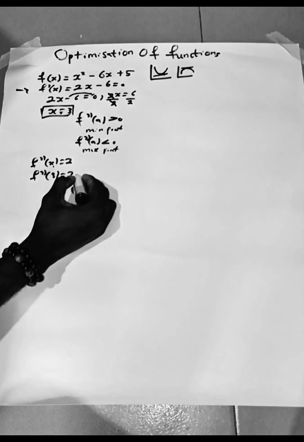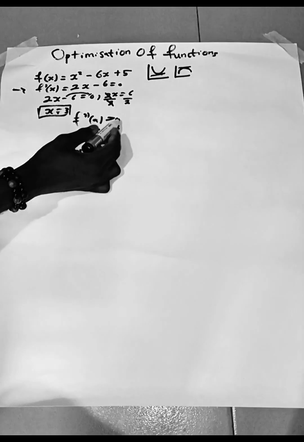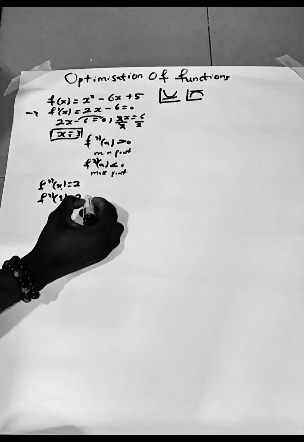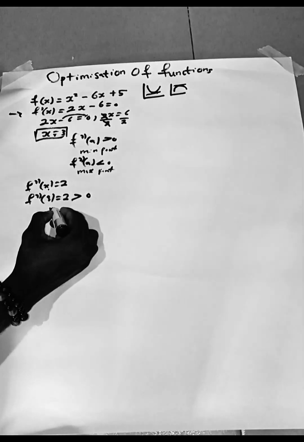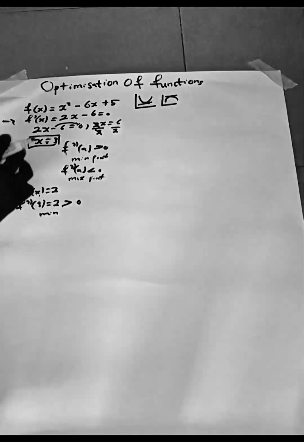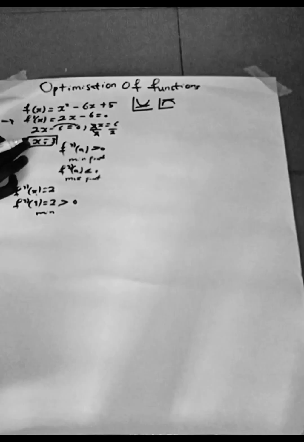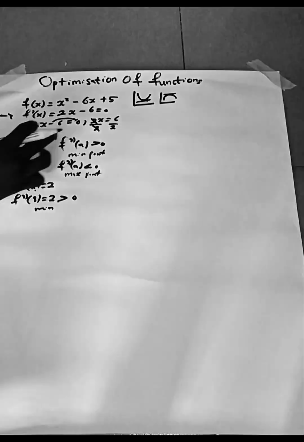So remember the rule: if f double prime of a is greater than 0, it is the minimum point. So 2 is obviously greater than 0. That means x equals 3 is our relative minimum. That is the minimum point at the flat point of the curve.